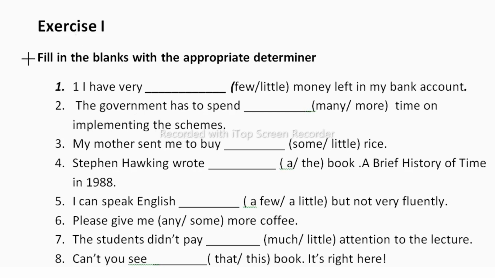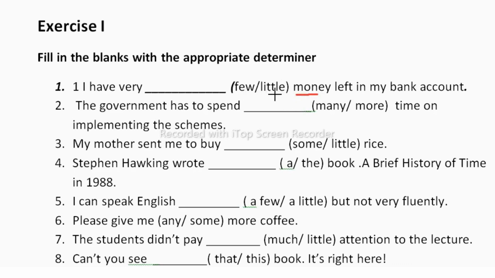So here, students, in the first exercise you have to fill in the blanks with the appropriate determiner. You have two options, and you have to choose the correct one. Let's see the first one: I have very dash money left in my bank account. Here we are talking about money, and a determiner comes before the noun. Money is an uncountable noun, so we have to take an uncountable determiner.